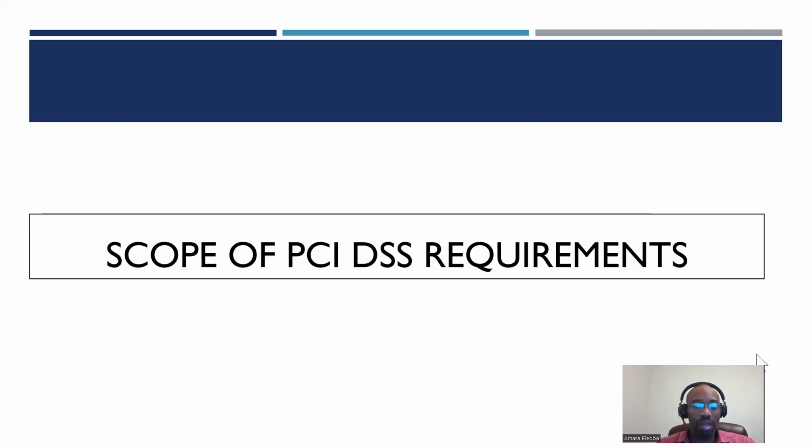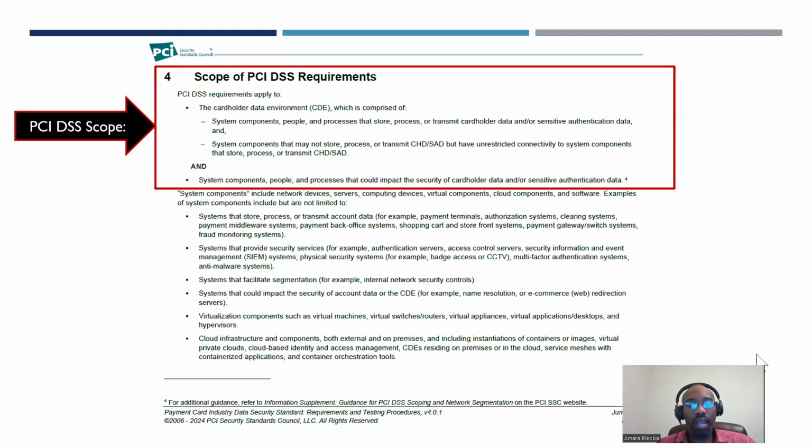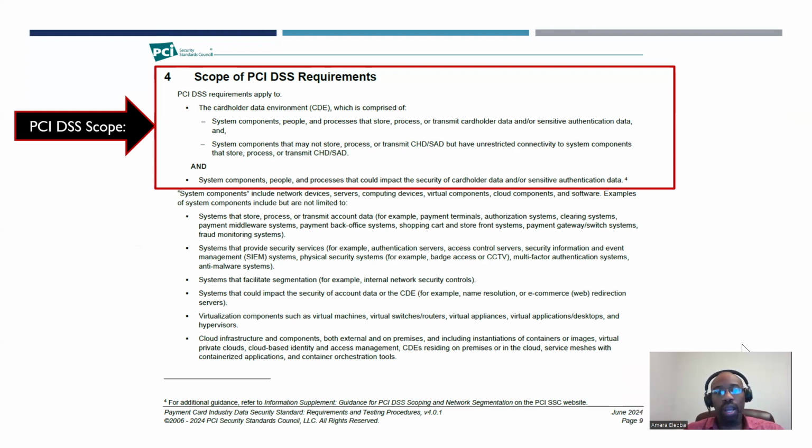All right, so the next one is the scope for PCI DSS. Within PCI DSS, for us to know what we are working with or what we are going to assess, we need to know our scope. Now, how do we know our scope? PCI DSS defines that for us. PCI DSS requirements apply to the cardholder data environment, also known as the CDE.